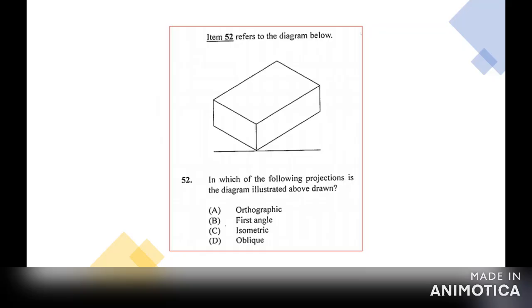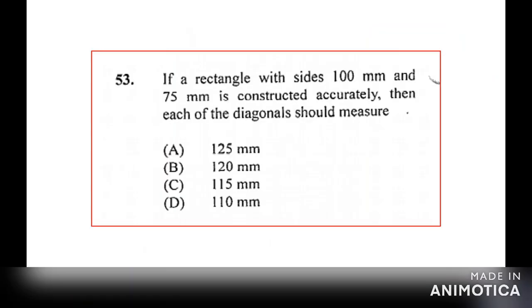That's an isometric drawing. If a rectangle with sides 100 millimeters and 75 millimeters is constructed accurately, then each of the diagonals should measure. So the diagonal, remember, is the same trigonometry. So a squared plus b squared equals c squared. So your answer would be 125 millimeters, which is A. So we will have to do some calculations with that one.